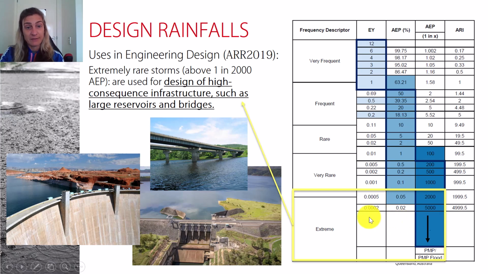Extremely rare storms are used for the design of high consequence infrastructure, such as large reservoirs and bridges. So basically, we cannot afford to experience a failure of these structures. That's why we need to work with a large extreme rainfall event.